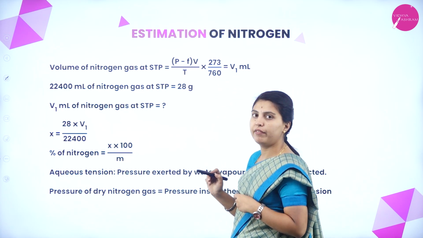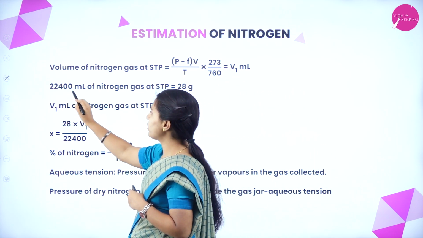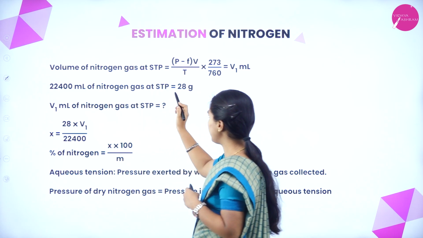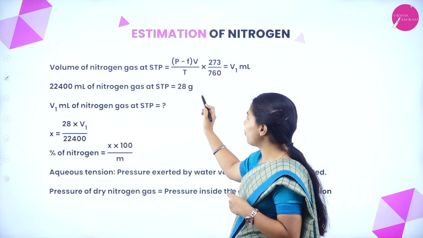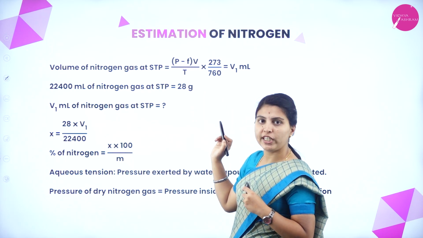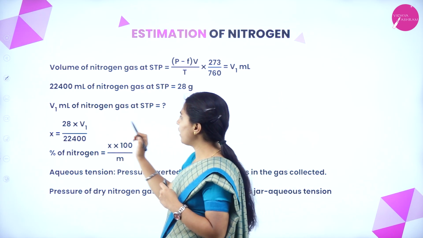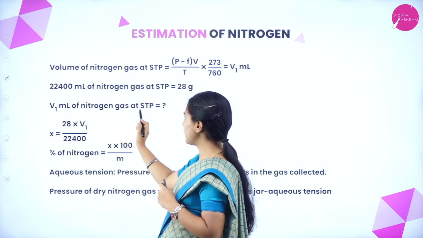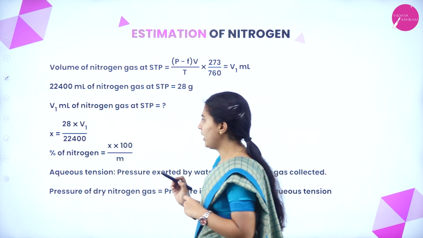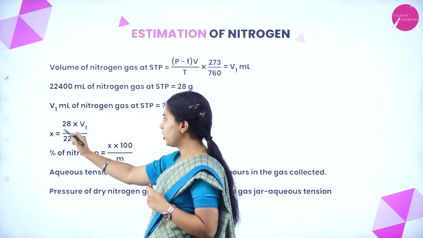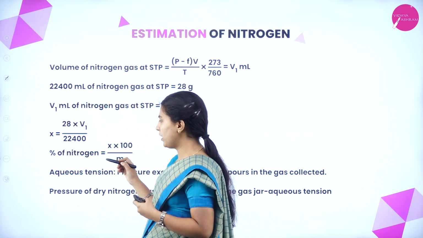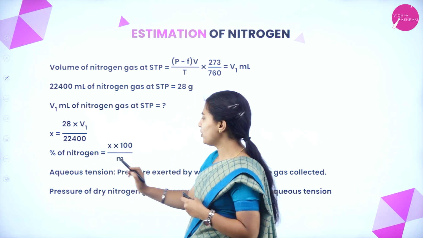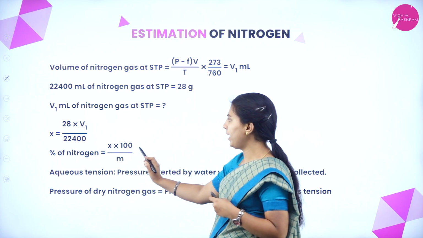273 is the Kelvin value, you know that. 22,400 ml of nitrogen gas at STP is the standard value, which equals 28 grams, N2, 14 twos are 28. The mass of V1 ml of nitrogen gas at STP, how much are they asking? That will be X, 28 into V1 by 22,400. So how can you calculate the percentage? Percentage of nitrogen is X into 100 by M.